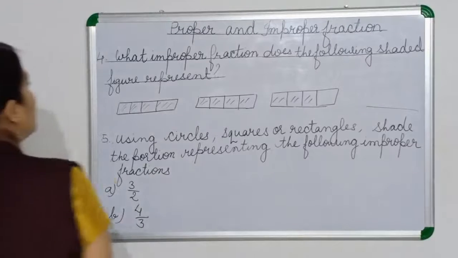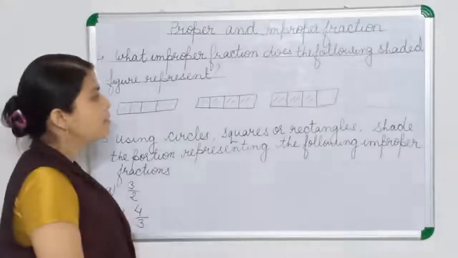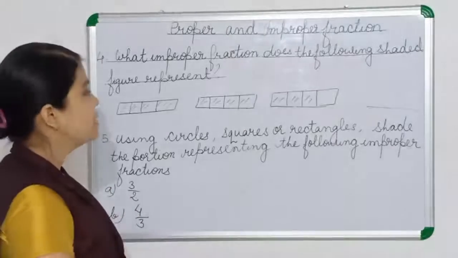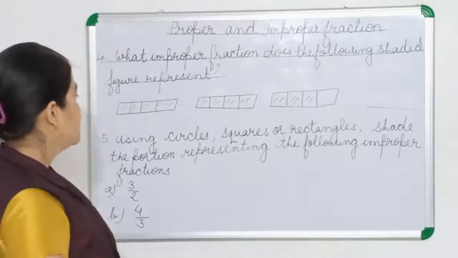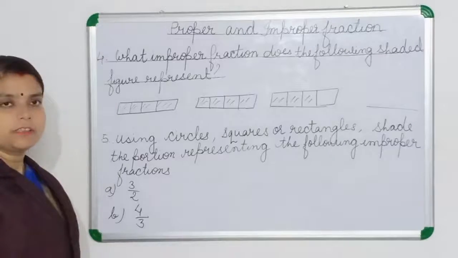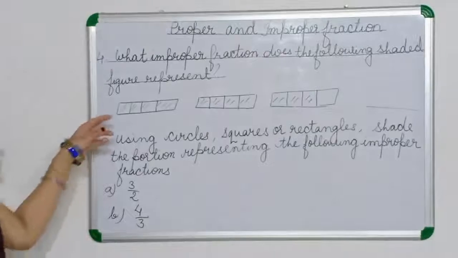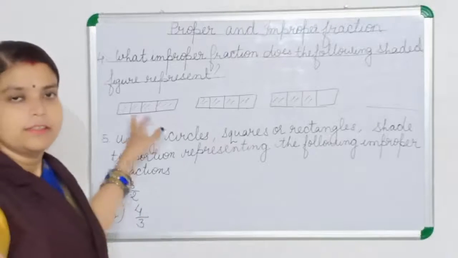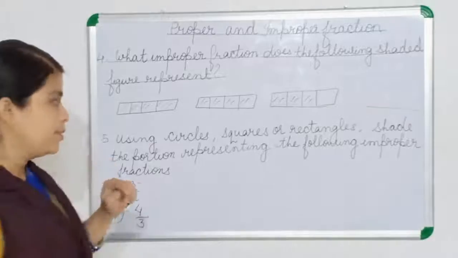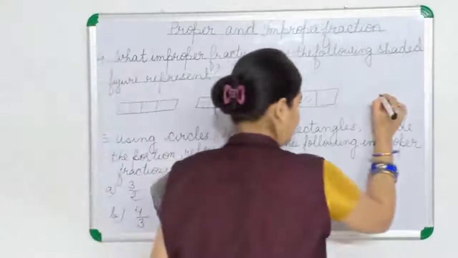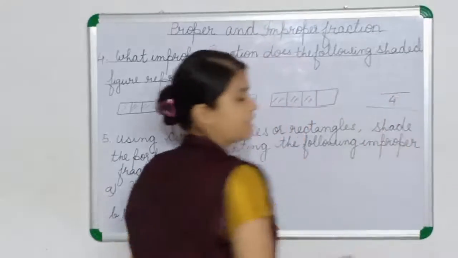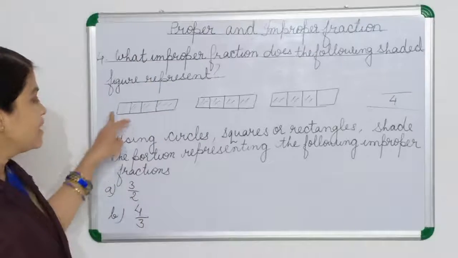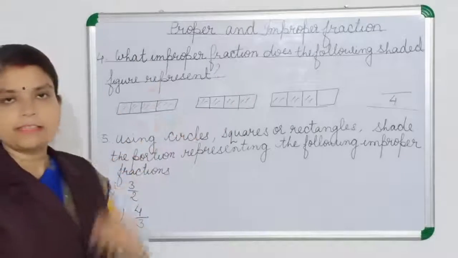Here is a question, what improper fraction does the following shaded figure represent? So, we have to count it here. First of all, each figure is divided into how many equal parts? You can see here, 4 equal parts. So, here denominator will be 4 only. Okay? Because each figure is divided into 4 equal parts, you can see here.